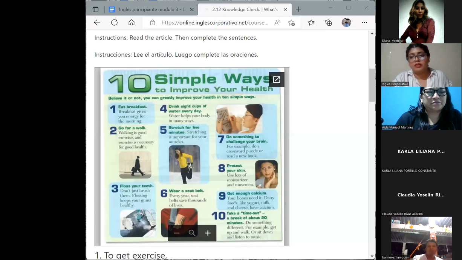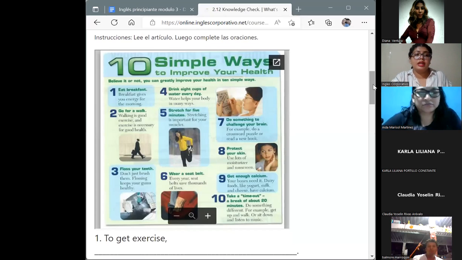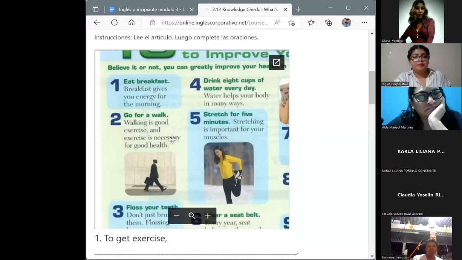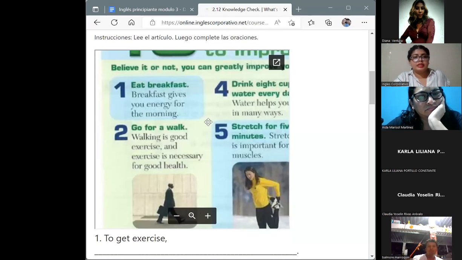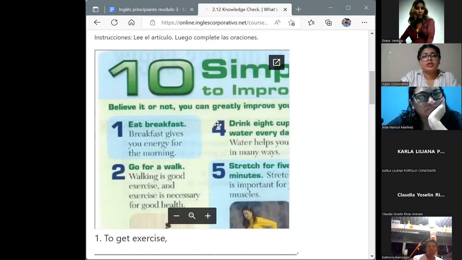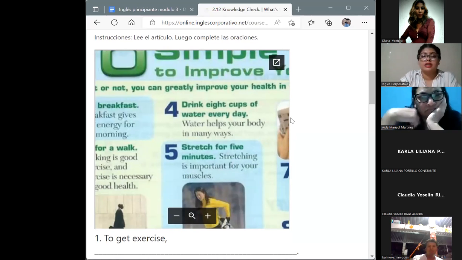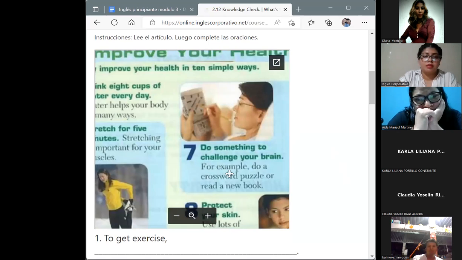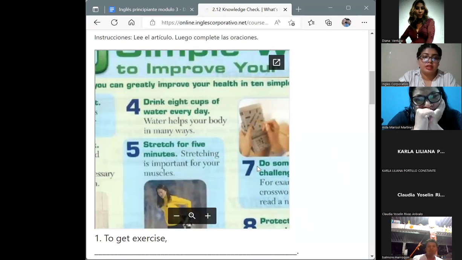This is the knowledge check of section number two. We have here 10 simple ways to improve your health. So in this case, we're going to make it like this one because we're going one by one. It says 10 simple ways to improve your health. Believe it or not, you can greatly improve your health in 10 simple ways.